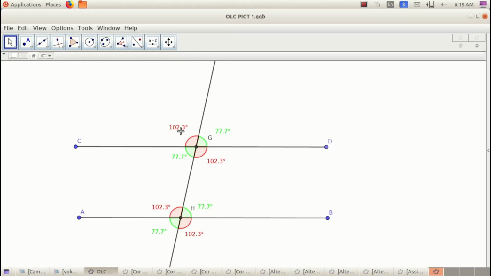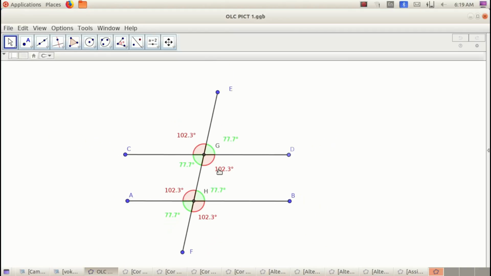In the same way here also 102.3, 102.3. Here 77.7, 77.7, 102.3, 102.3. We studied many things in the 6th standard about linear pairs, then opposite angles, etc. We can see all this we learned before here.